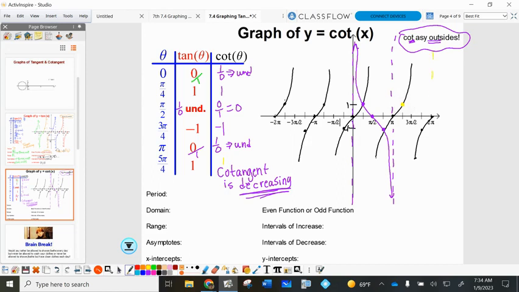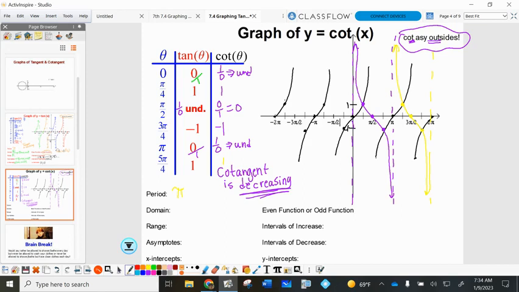So we said asymptotes on the outside every pi units. The period for cotangent is also pi units, and it's a decreasing function. It's at the midline in the middle. So we're going to come from the asymptote through those key points on the way down to the asymptote. Very quick to graph. Let's try another one.